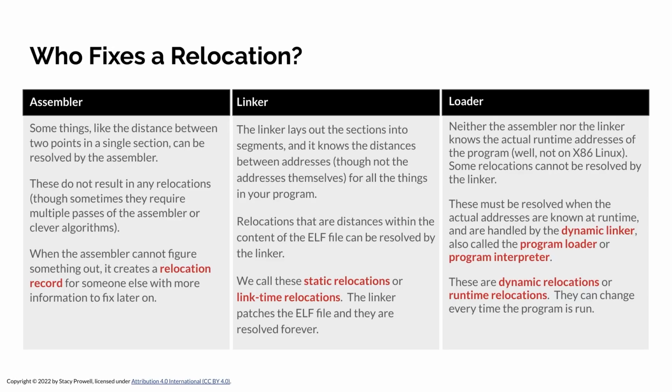Neither the assembler nor the linker knows the runtime address of the program because it's going to get moved around and it might even be randomized. Those have to be resolved by the dynamic linker, or the program loader. And they're dynamic relocations, or sometimes called runtime relocations. I'll probably say both. They change every time the program is run, and they can only be resolved at runtime. So, the loader's responsible for those. The assembler knows stuff about things within sections. The linker knows about stuff within the entire ELF file, and the loader knows actual addresses at runtime.